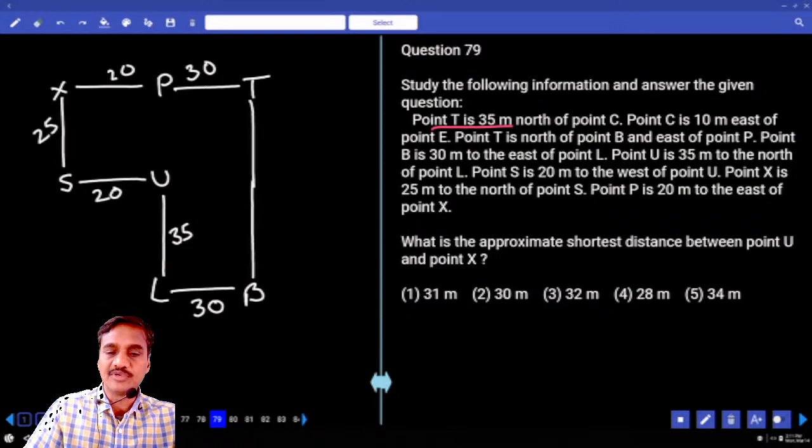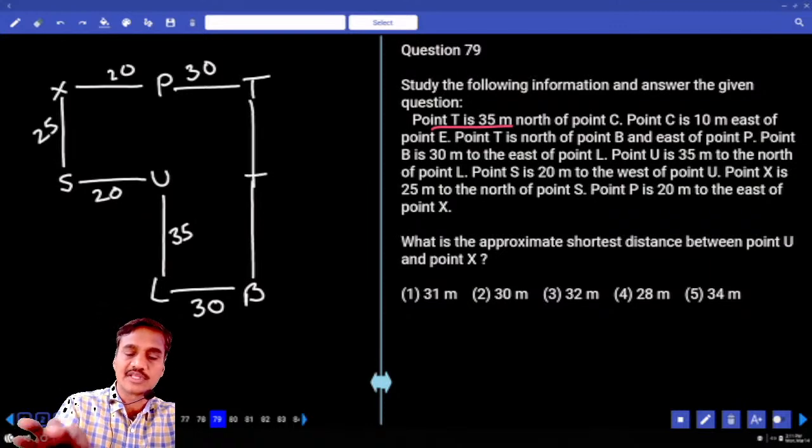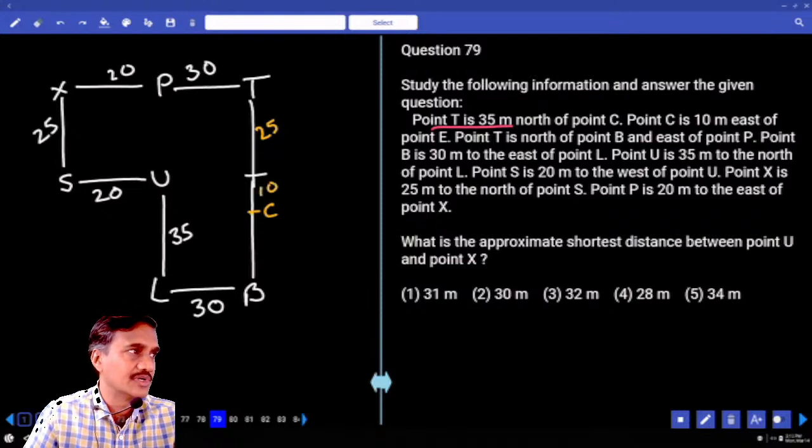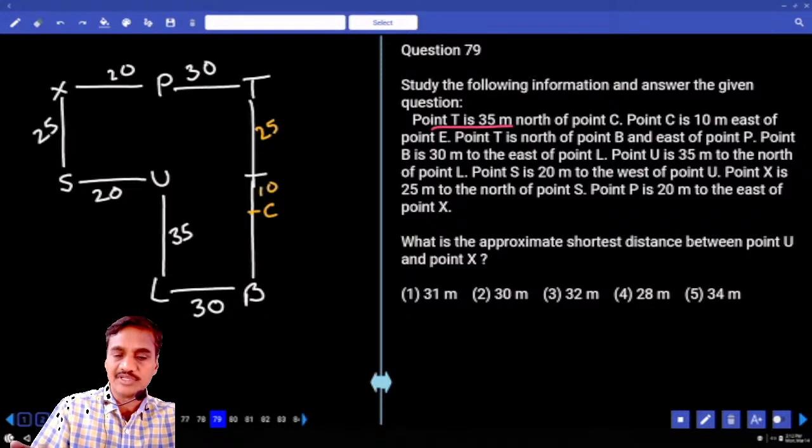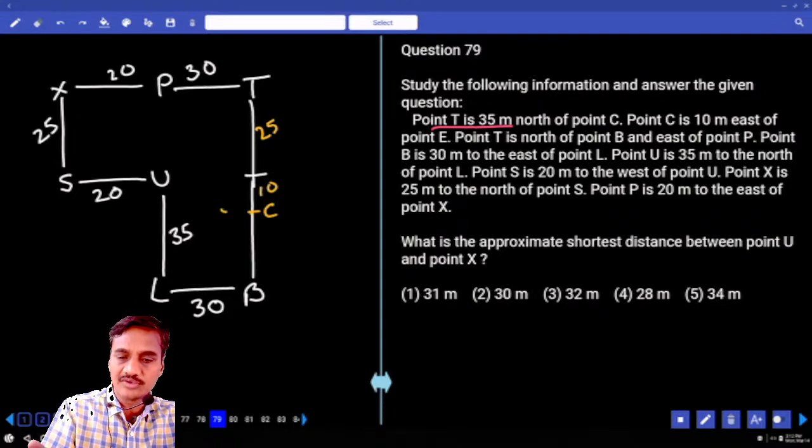T is 35 meters to the north of C. From here to here is 25 meters, and this is 25 meters, and out of this 35, this will be C, and T is 35 meters to the north of C. 10 plus 25 is 35. And C is 10 meters to the east of E. This is E, and the distance between these two is only 10 meters.